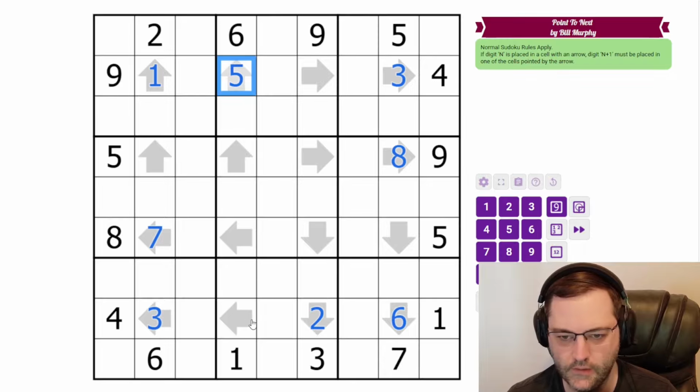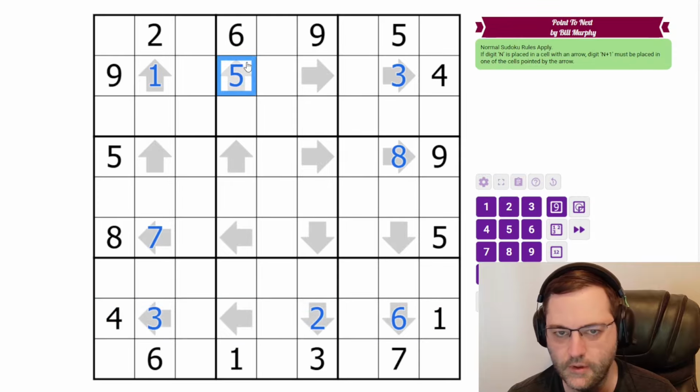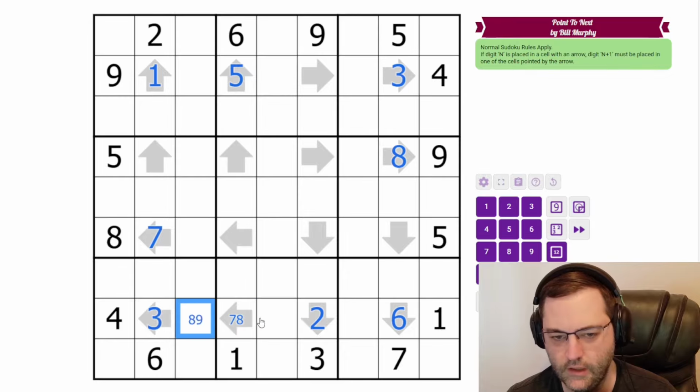Now let's look at this digit to start with. In this row we need 5, 7, 8, 9. This cannot be 5. It can't be 9 because 9 can't ever point at a bigger digit. So this is 7 or 8 and this is 8 or 9, depending on what that is.